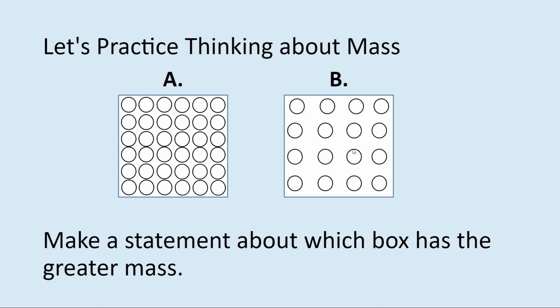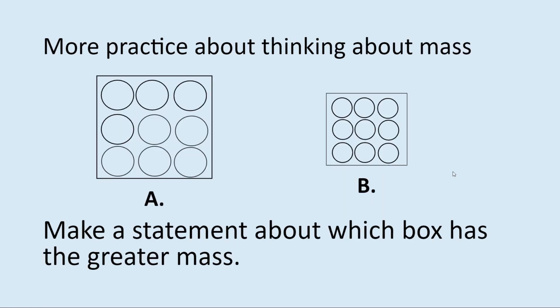All right, so let's think about it in terms of these two diagrams. We have diagram A and diagram B. So I want you to make a statement about if we're thinking about mass in terms of the particles, and that's what these little circles are. These little circles represent particles. So make a statement about which box has the greater mass. If I'm looking at just counting the particles in it, what would you say? And hopefully, what you would say is that box A has the greater mass because if I count up the particles, box A has significantly more particles than box B.